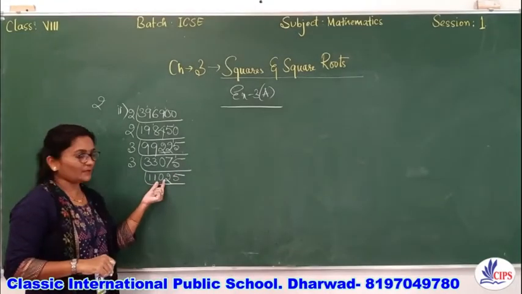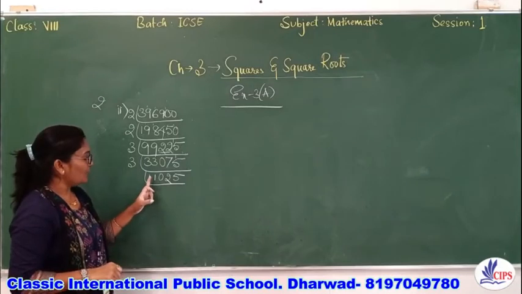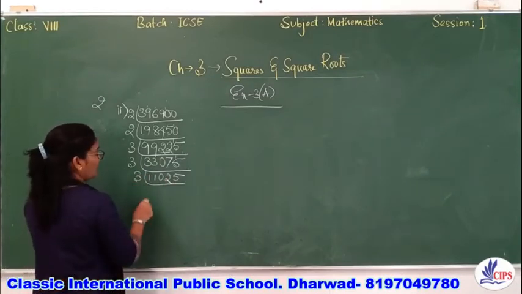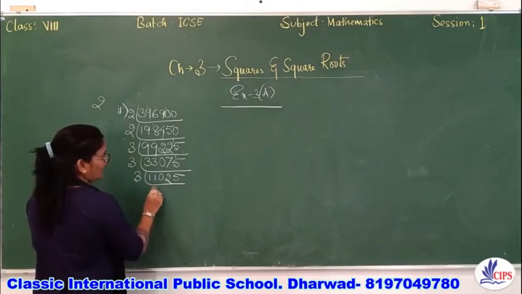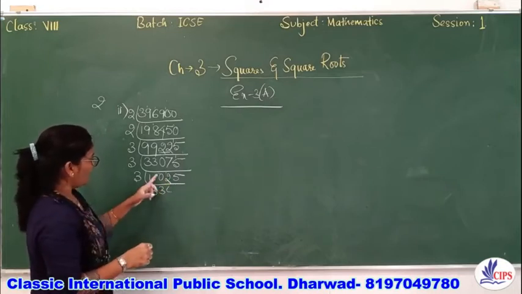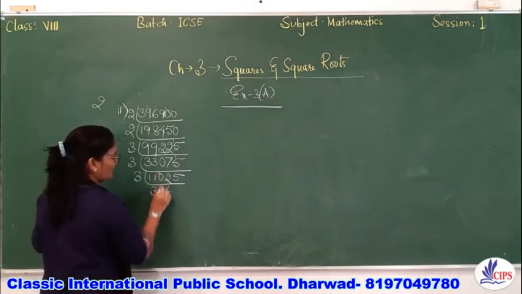So is it divisible by 3? 1 plus 1 is 2, 2 plus 2 is 4, 4 plus 5 is 9, so it's divisible by 3. So I'll take this 11 together, 3 3s are 9, 1 I'll borrow here, again 3 3s are 9, 3 4s are 12, 3 3s are 9. Then I need to borrow 2 here.